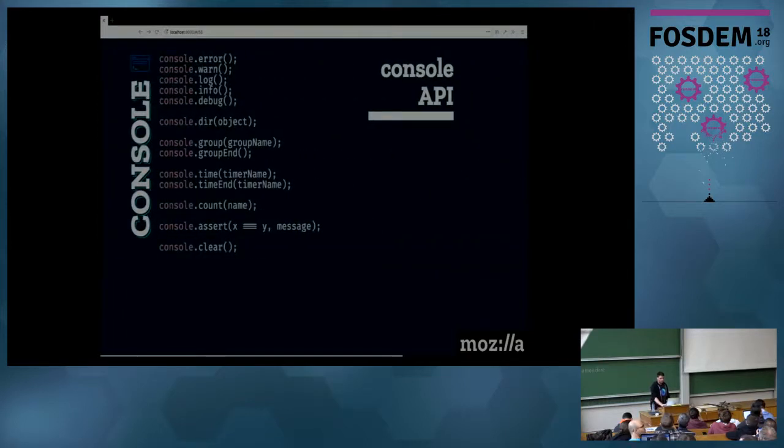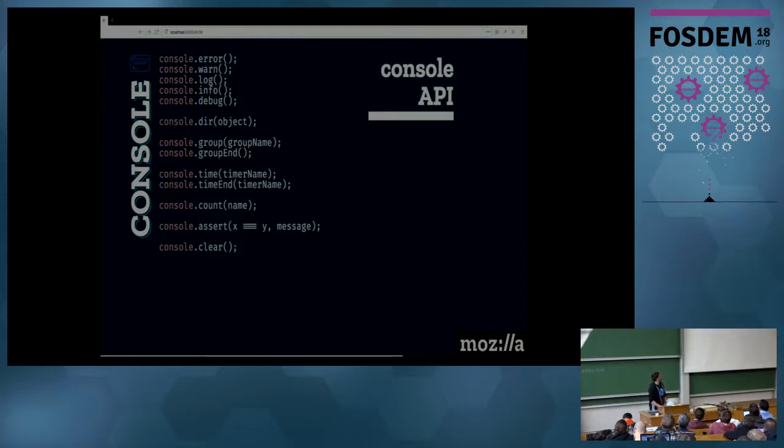Very helpful. And since we are talking about some API functions, you can see a recap of all the APIs we have. So you probably know console.log, but there's also console.error, console.warn, console.info, and console.debug. There are different levels of log that you can filter in the console output.